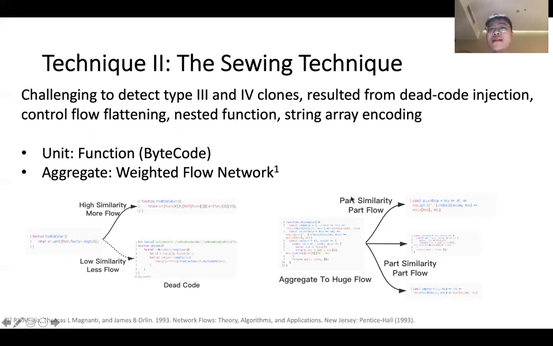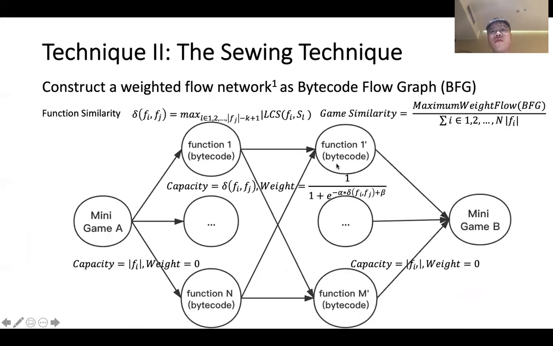Also, if the plagiarism splits the function into several functions, the technique can generate sparse flow, and the sparse flow can aggregate to a huge flow as shown on the right. The high-level overview of the swing technique is shown on this slide.